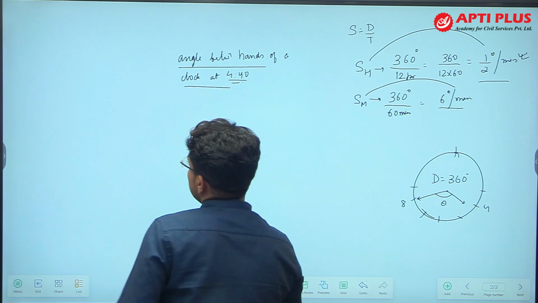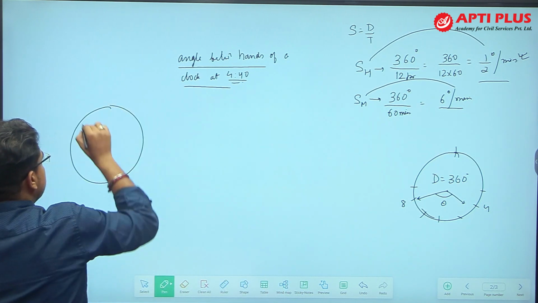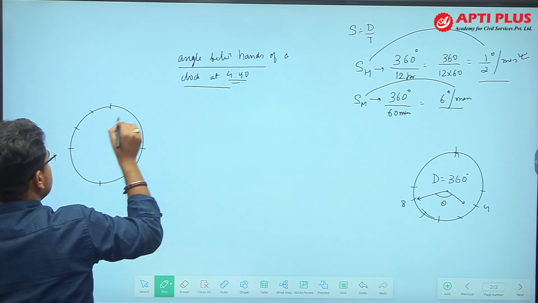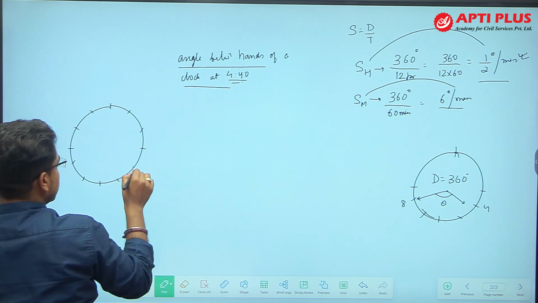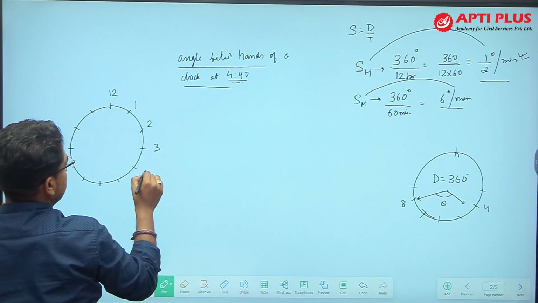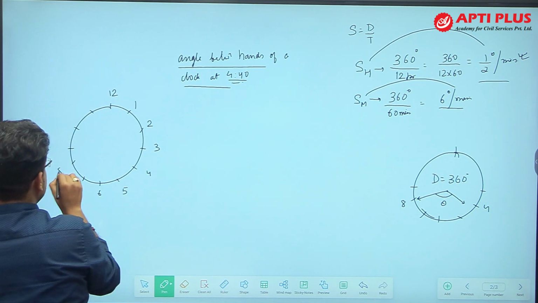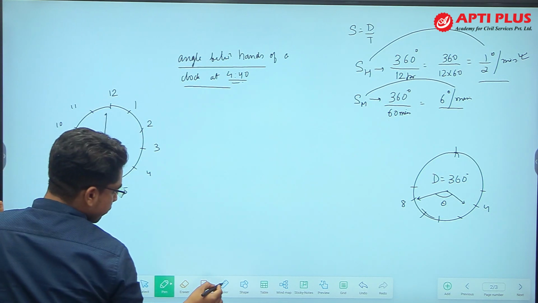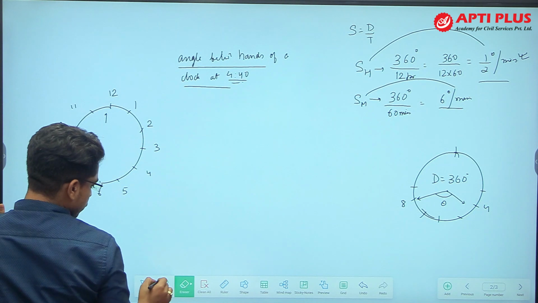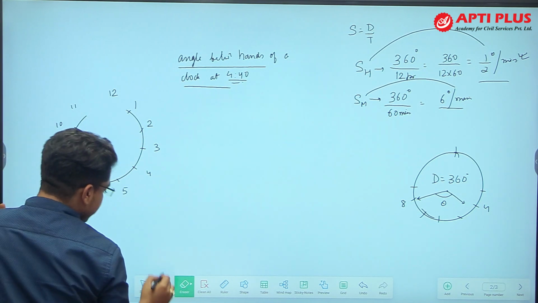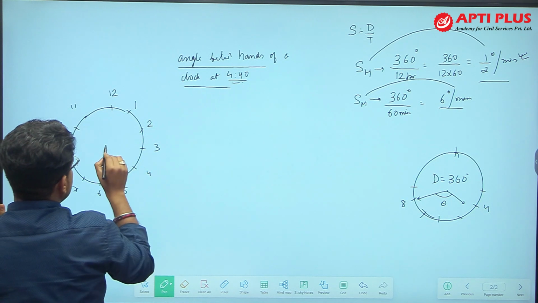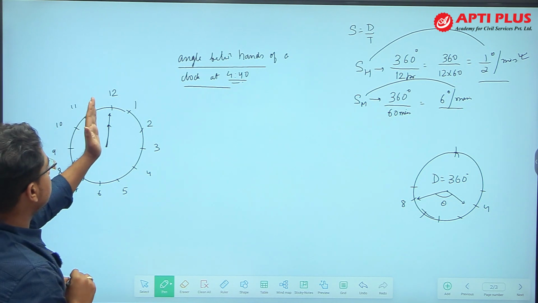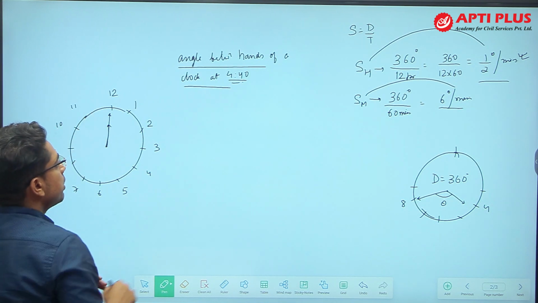So let us discuss. When I have a clock, let's say I'll draw a clock again. So this is 12, this is 1, this is 2, 3, 4. Now consider 12 o'clock sharp as the reference. Always consider 12 o'clock sharp as the reference for any angle calculation. So any angle is to be calculated using this as the reference.